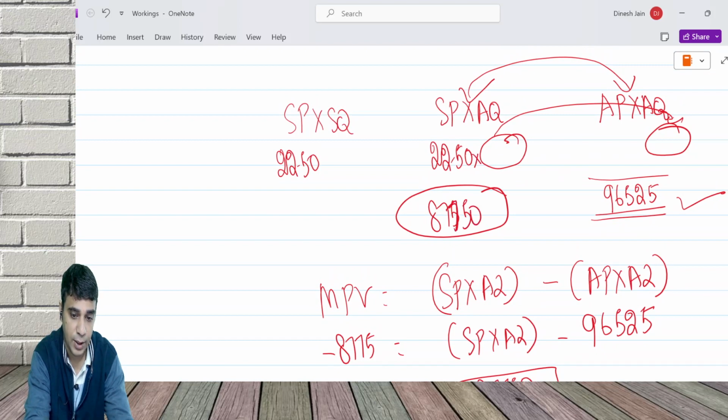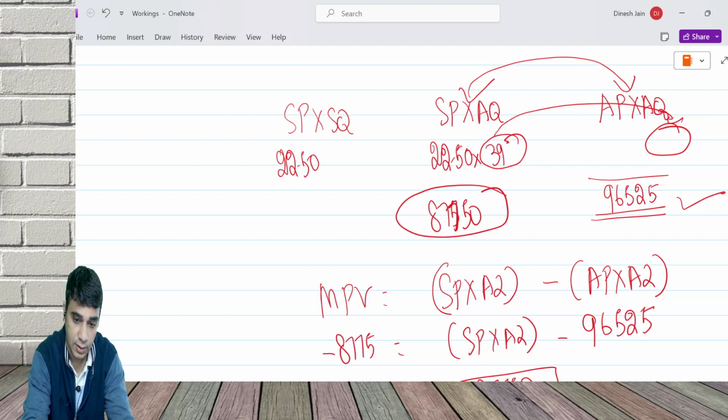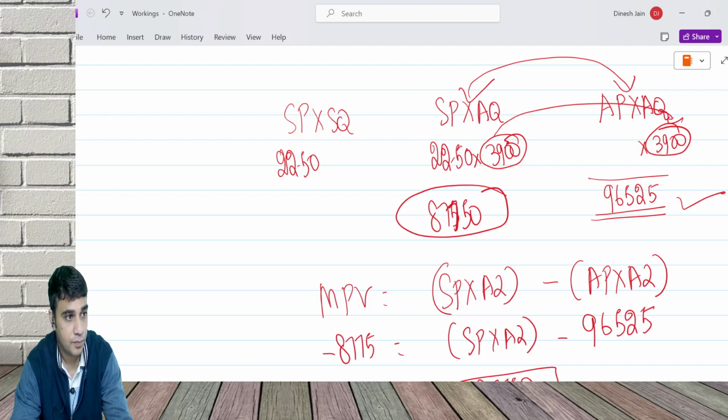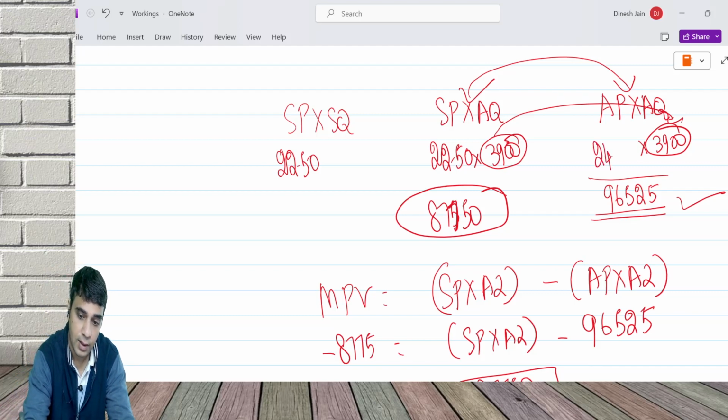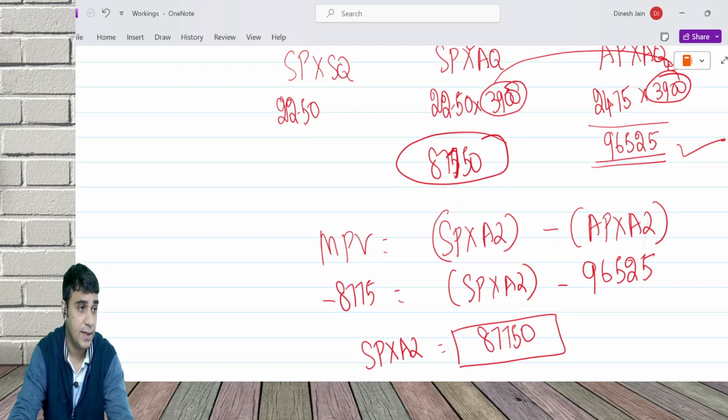Tell me what should be the AQ. 22.5 into something is 87,750. 3,900. I copy paste 3,900 this side. What should be the AP? 24.75. Objective is to get the computation table. We'll first focus only on that. 24.75 into 3,900, 22.5 into 3,900. SP into SQ, even if that part is closed, the table is over, then we'll start answering the requirements of the question. Any doubts till this? What's the other variance given?